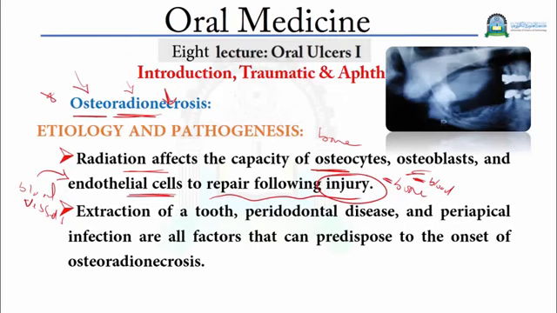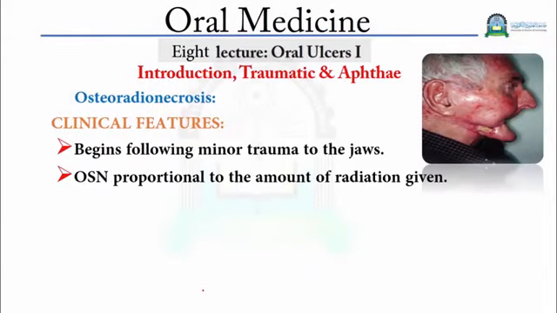This injury of the bone cells and blood vessel cells is presented as ulcers. Extraction of a tooth, periodontal diseases, as well as periapical infections are all factors that can predispose to the development of osteoradionecrosis. So there is a reduction of the capacity of the cells to heal after injury due to radiotherapy, and the trauma that predisposes to the development of osteoradionecrosis might be an extraction of a tooth or periodontal diseases, as well as periapical infections.